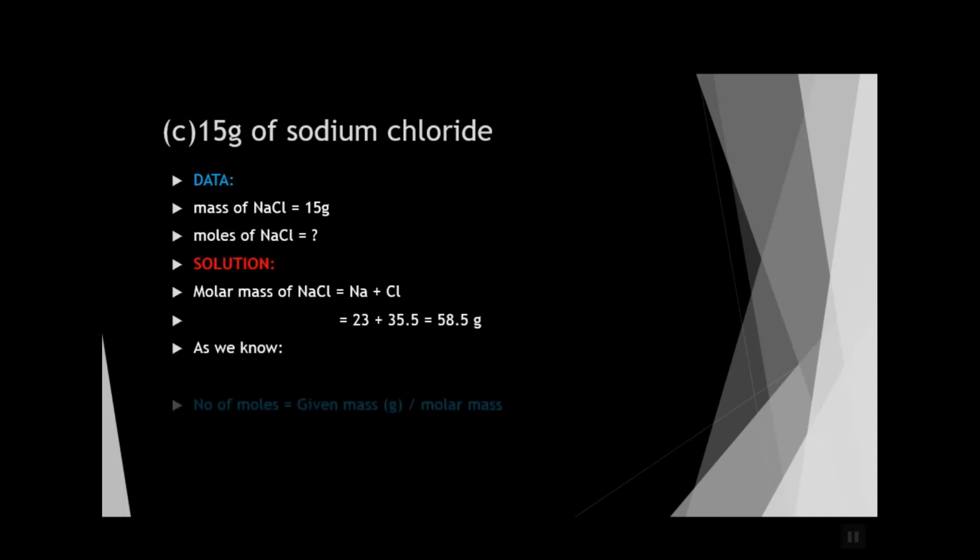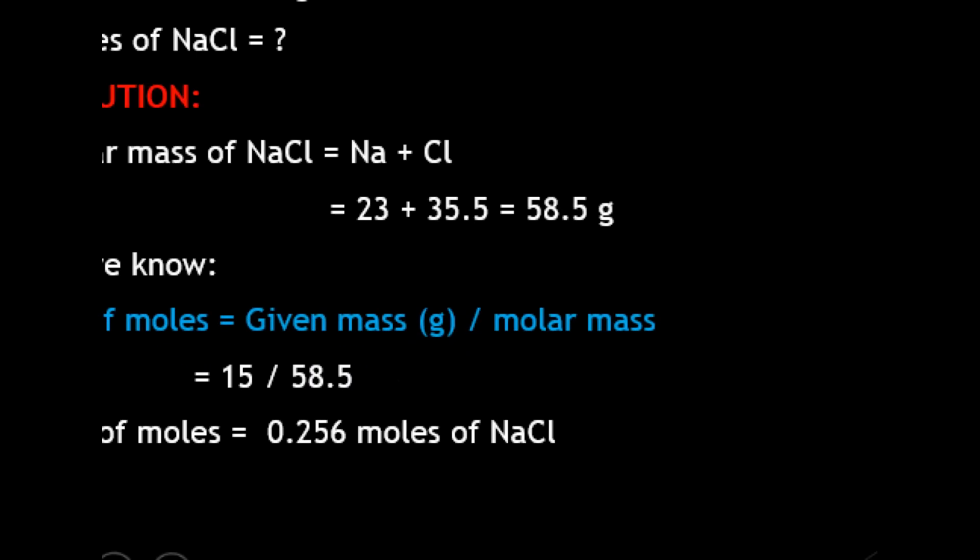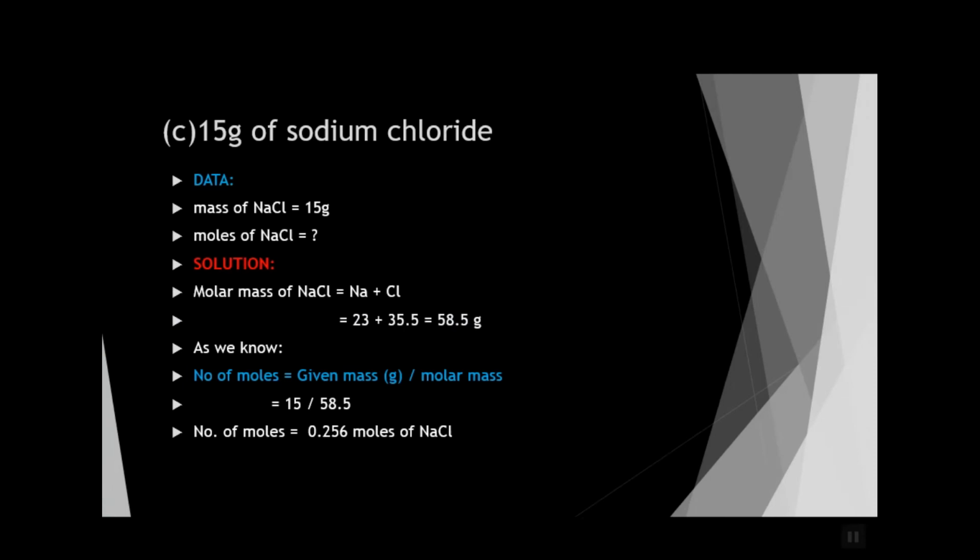So as we know, number of moles is equal to given mass in gram divided by molar mass. Now students, just put the values and get the answer. 15 divided by 58.5, we get the answer 0.256. So students, 0.256 moles of NaCl is our answer. Understood?